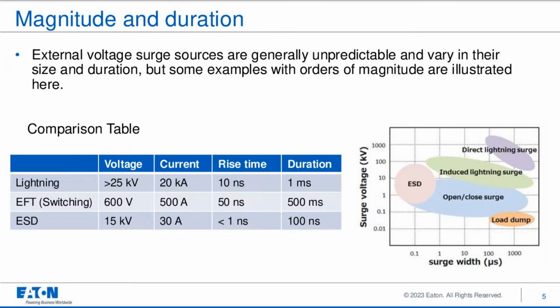Induced lightning is a high voltage surge induced by a relatively long wire, such as a power line or a communication cable that's nearby a lightning strike. Induced lightning voltages can reach up to several hundred kilovolts, and these induced voltages are typically characterized by fast rise times and short durations.